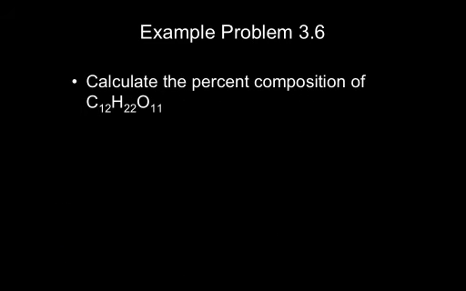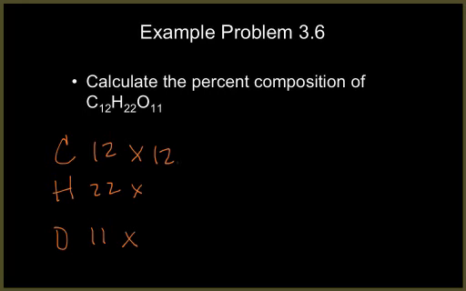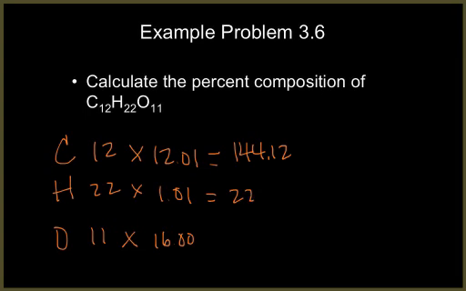I'm going to work through this one like we did before, but again, you could do it either way. So to do percent composition for C12H22O11, that compound that we just looked at the mass for in the other example, I have 12, 22, and 11. I'm going to start the same way, where I figure out the mass of each element, or how each is contributing to the mass as a whole. So carbon contributes 144.12 AMUs. Hydrogen is 22.22, and oxygen is 176.